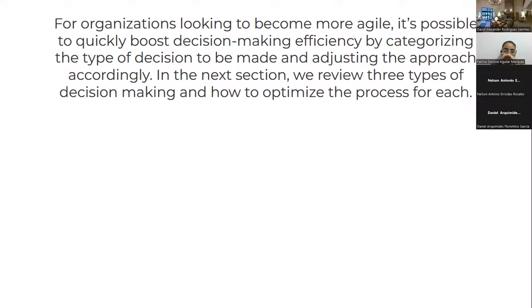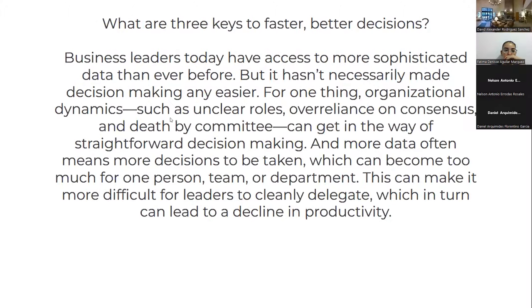In the next section, we'll review three types of decision making and how to optimize the process of each. So let's see the three types of decision making. Okay, so Fatima, could you please handle this? What are three guides to faster, better decisions? Business leaders today have access to more sophisticated data than ever before, but it hasn't necessarily made decision making any easier.